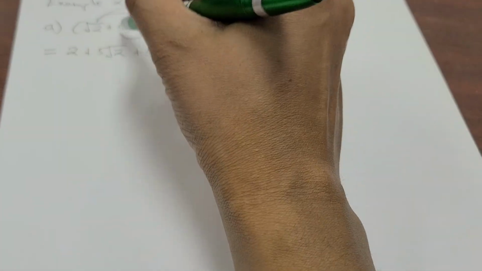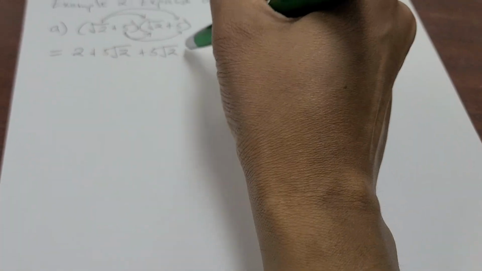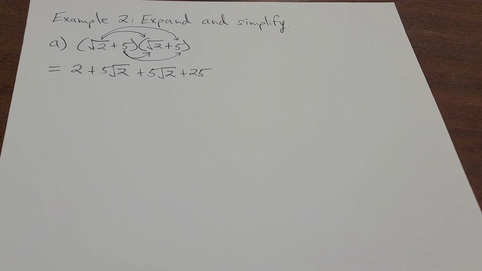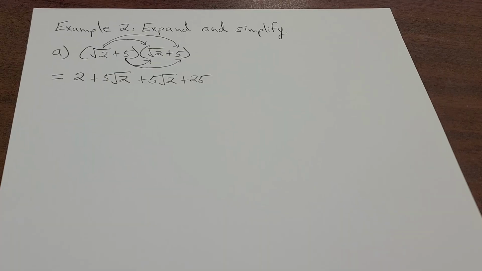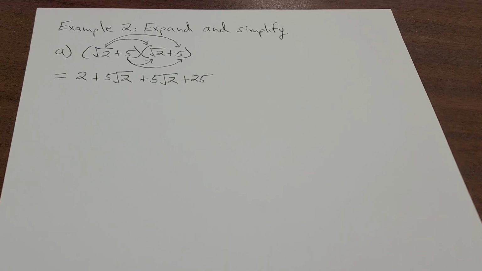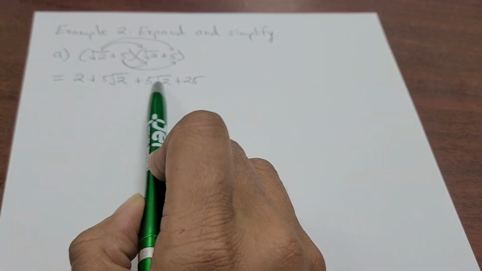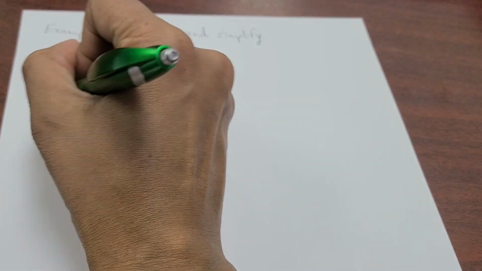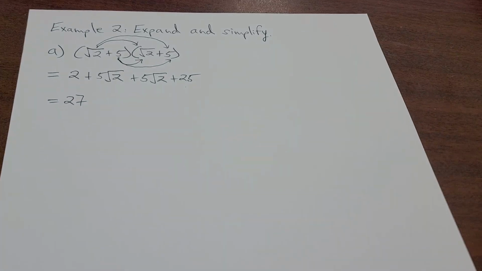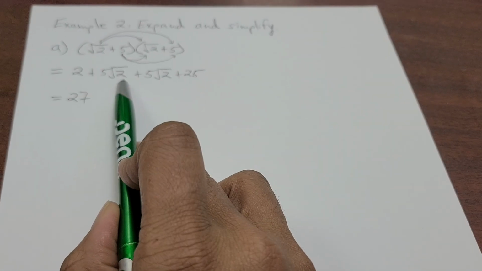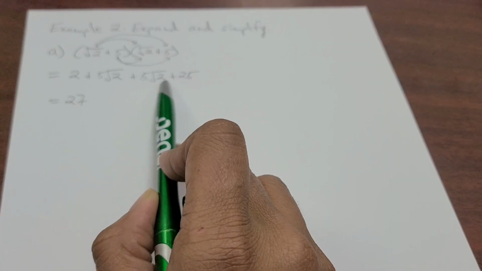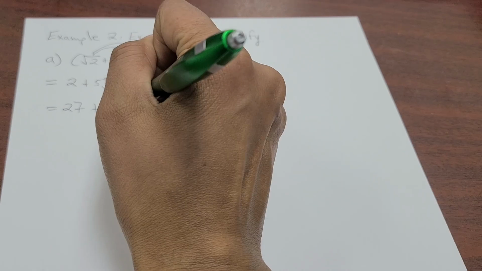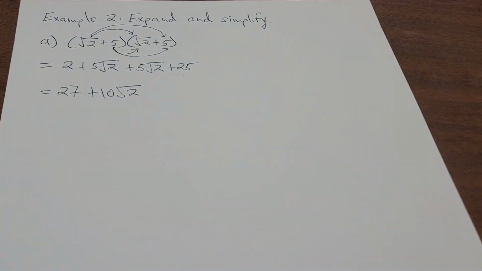And lastly, I'm going to do 5 times 5, which is 25. Okay, so you're basically just multiplying each of the terms in the first bracket by each of the terms in the second bracket. Now if you look right here, I do see some like terms as well. So this is 2 plus 25, so 27. And also for the radicals, again, how do you know they're like terms? Because they have the same number under the square root sign. So this is 5 root 2 plus 5 root 2, which is 10 root 2.